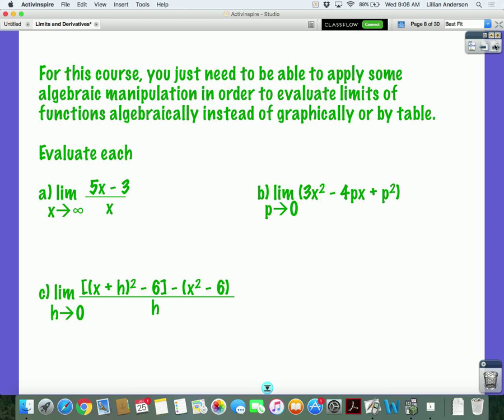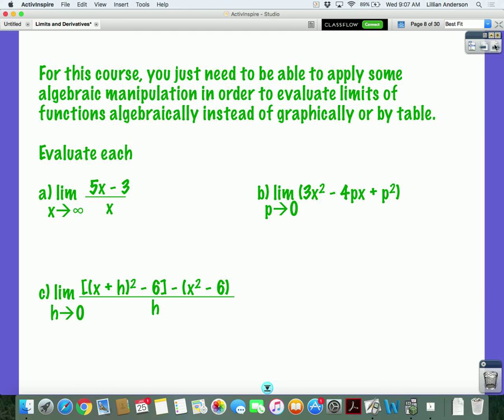Okay? But if you look at A, this is the limit as x approaches infinity of 5x minus 3 all over x. Now before we even get into figuring this out algebraically, what type of function is that? 5x minus 3 over x, what type of function is that? It's a function that we have talked about. It is not linear, that's true. Huh? It is a rational function, yes.